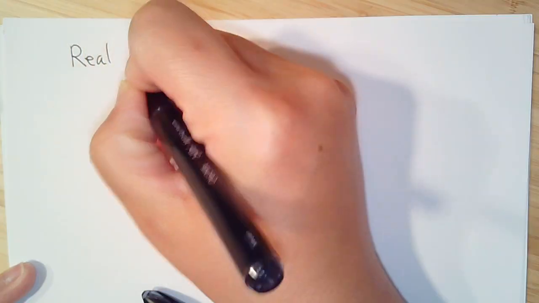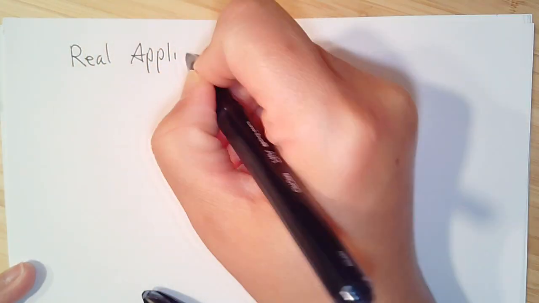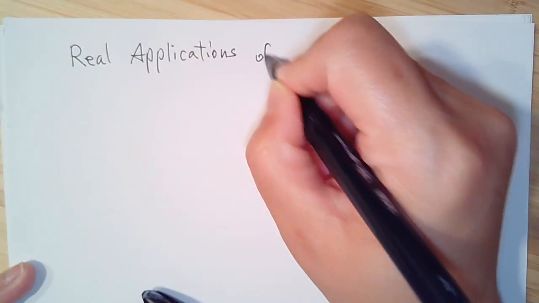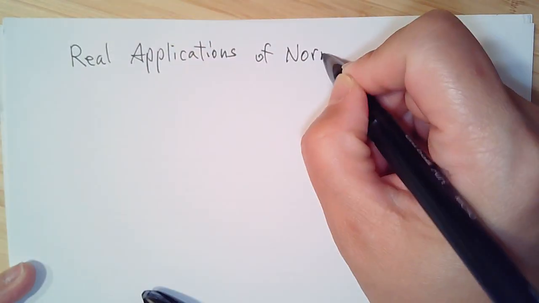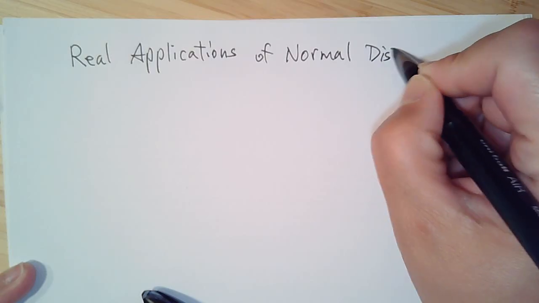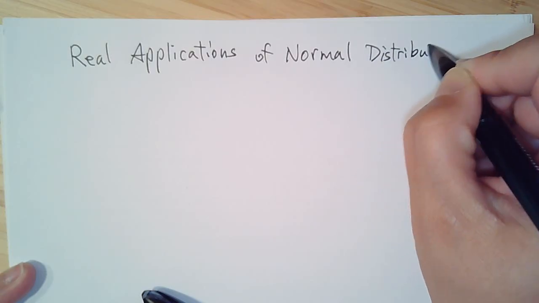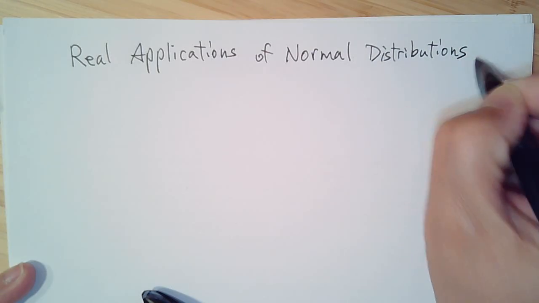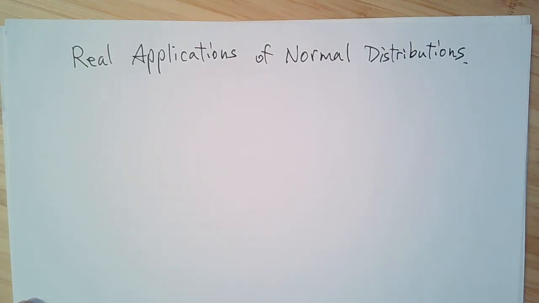After we learned the standard normal distribution, now we're going to learn the real applications of normal distributions. That means it's not standard anymore, but it's still bell-shaped and symmetric.